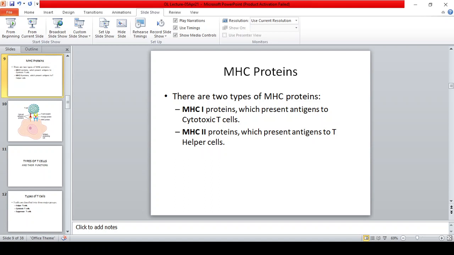So, there are two types of MHC proteins. MHC class 1 proteins present antigens to the cytotoxic T cells, and MHC class 2 proteins present antigens to the T helper cells.